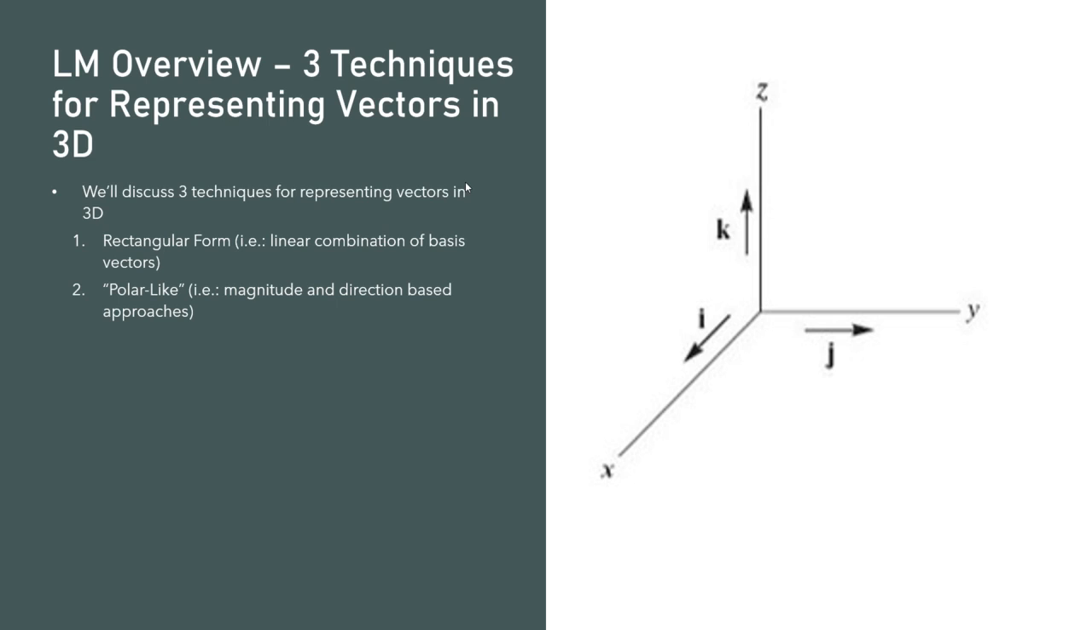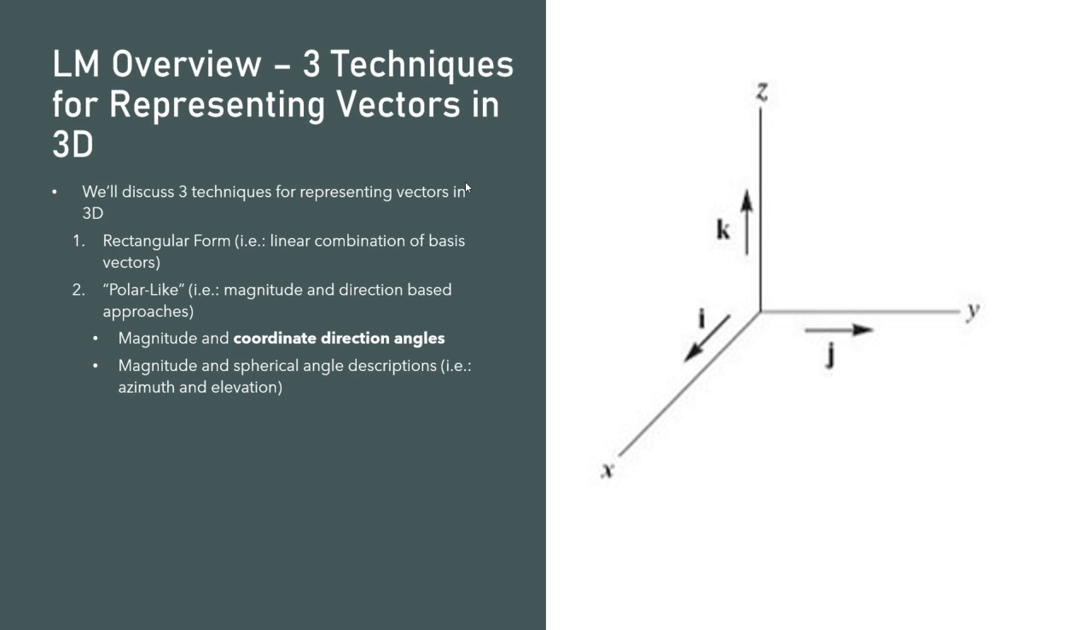After that, we'll look at two different polar-like approaches. Recall from 2 dimensions that when we describe a vector in polar form, we're describing its magnitude and direction. That becomes a bit more complicated in 3 dimensions because in general, in order to describe the direction of a vector, we'll need multiple angles. The first kind of approach that we'll look at is describing the vector in terms of its magnitude and angles known as the coordinate direction angles, which we'll define later in this lecture.